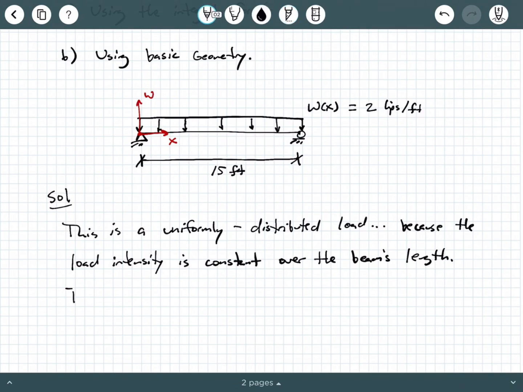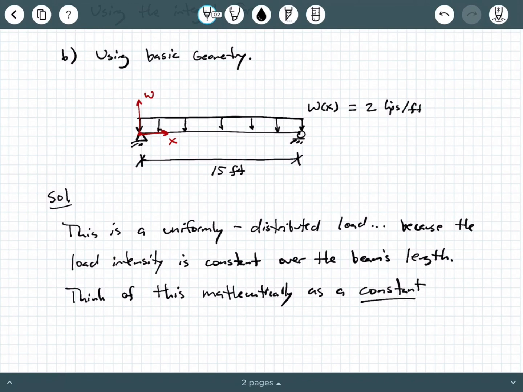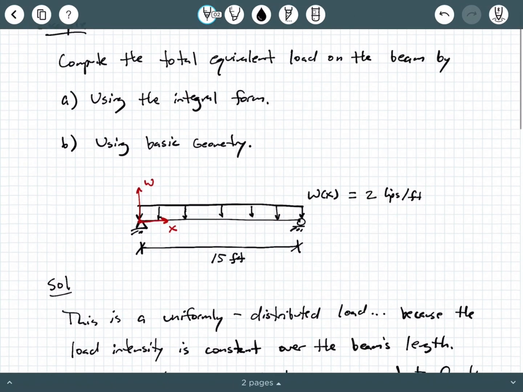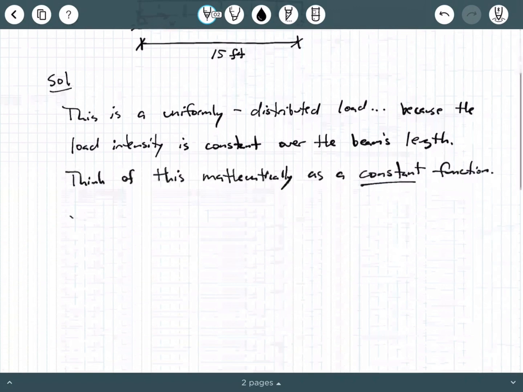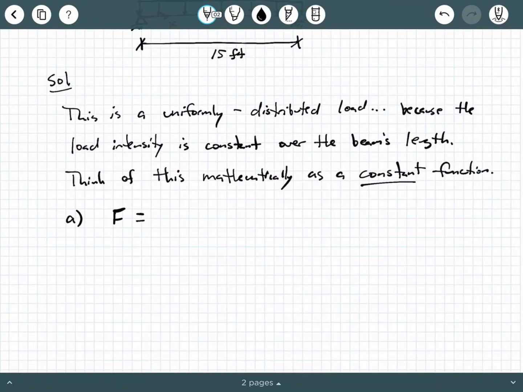So we can think of this mathematically as a constant function of just 2, and it's got units of kips per foot. All right, so part A says to determine the total equivalent load using the integral form that we just saw. So let's look at that. Part A, we're going to say F equals the integral from 0 to L of W as a function of X, dx.